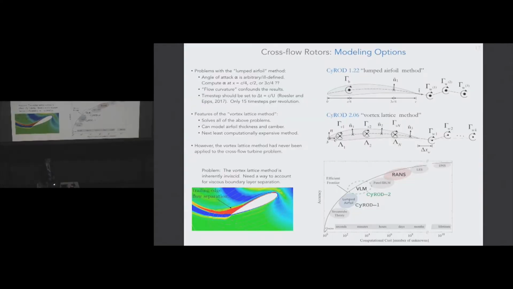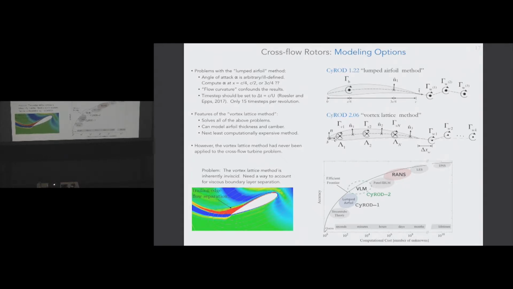Okay, so what we want to do is be able to design such a thing. We're going to try to do this low order modeling again. What we ended up doing was we tried to use that SCIROD 1 code, that lumped airflow method, to analyze the turbines. We found it didn't actually work that well, and we could identify a couple of the reasons why. A couple of the reasons why it doesn't work well is that the angle of attack is actually arbitrary. It's a little bit ill-defined.